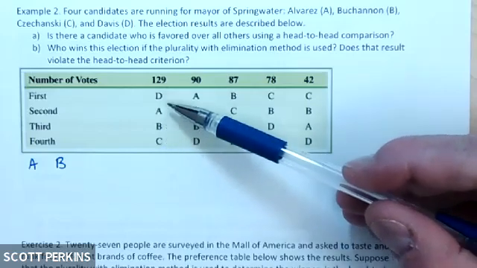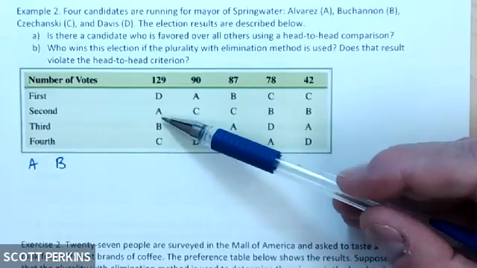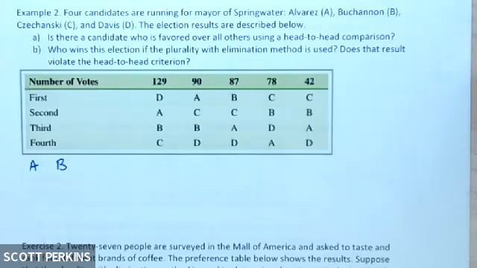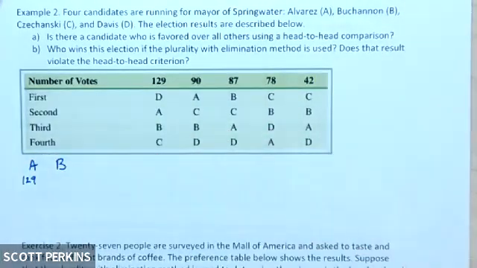A. Why does A win the votes? Yeah, A is in second and B is in third. Again, we're ignoring all the others. We might have to come back and compare A and D and B and C, whatever. It just depends on what happens. So far, A has 129 votes.